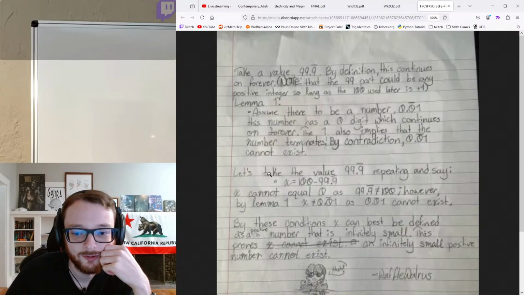Let's take the value 99.9 repeating and say x is equal to the difference. X cannot equal 0 since those two numbers aren't equal, but by lemma 1, it also can't be infinitely many zeros and then a 1. By these conditions, x can be best defined as a positive number that is infinitely small. This proves an infinitely small positive number cannot exist.